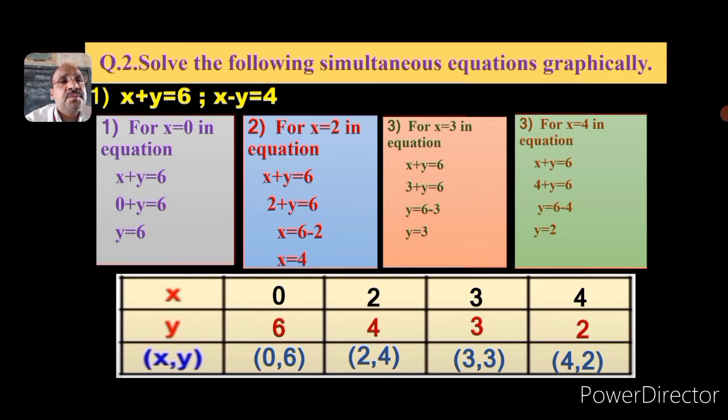Now we'll find the order pair for another equation, that is x minus y is equal to 4. In the same way, we put the value of x is equal to 0 in equation x minus y is equal to 4. When we put the value of x, then the equation becomes 0 minus y is equal to 4, minus y is equal to 4, therefore y is equal to minus 4.